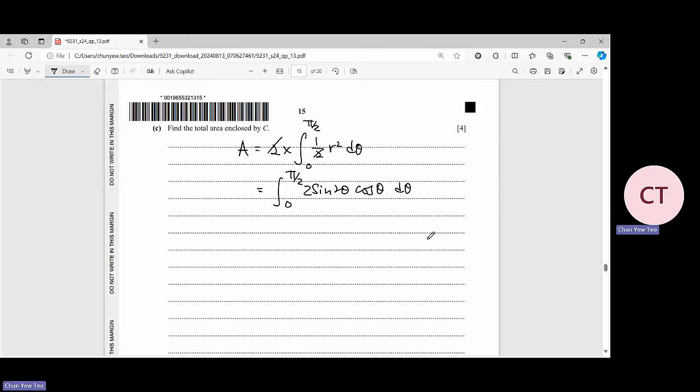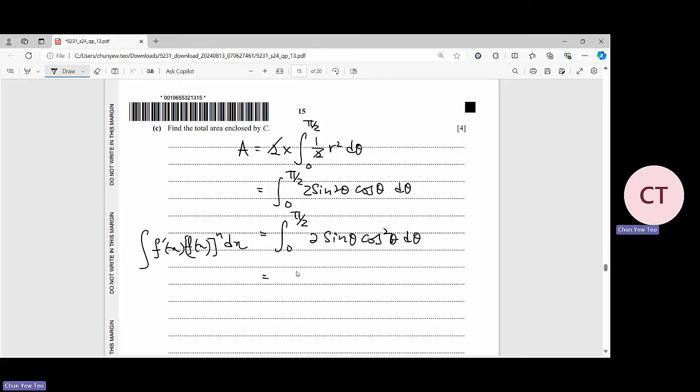So I just need to expand them. And just now, I get 2 sine theta cos square theta d theta. So this one just integrate. I'm using the formula of f prime x f x power n. I'm using this formula to integrate.